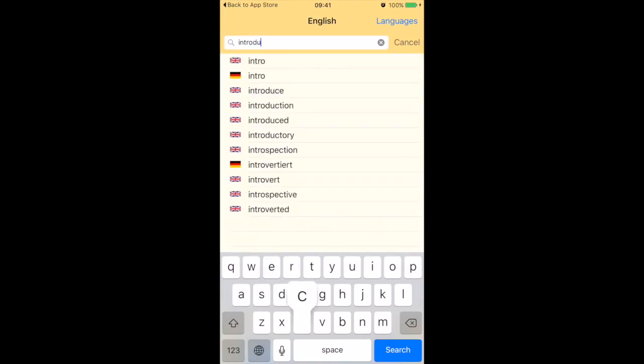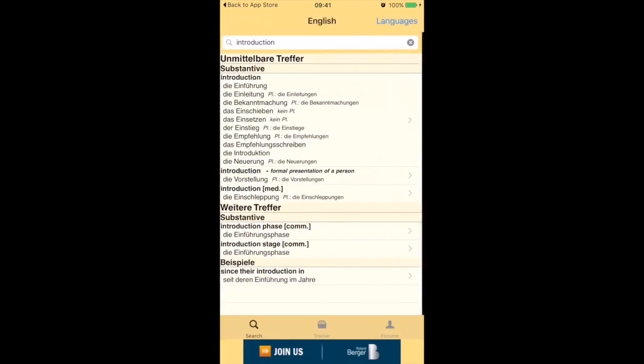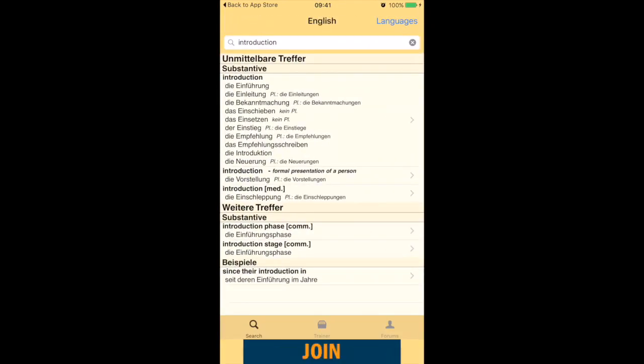Spell it correctly first. Okay, we have introduction here. Introduction is Einführung, but it can also be Einleitung, Einschreibung, Einsetzung, Empfehlung, Introduktion, die Neuerung. If we're looking up a die word in a dictionary, you'll know there's an F beside it, which signifies that it's a die word. As a German speaker and as a translator, you need to know which of these several words, from Einführung down to Neugier, suits the context of what you're going to say.